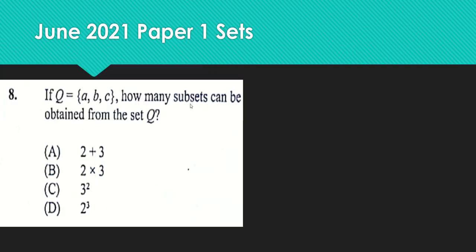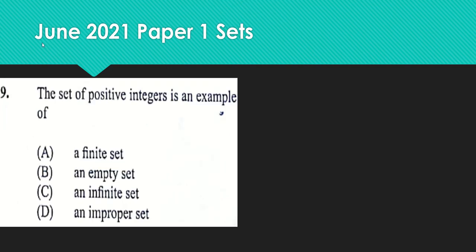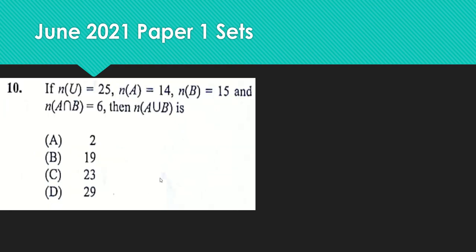If Q is {A, B, C}, then how many subsets can be obtained from Q? Please note that there's a formula for this. The formula is 2 to the power of the number of elements. The number of elements in the set is 3, so it would be 2 to the power of 3, which is D. Okay, number 9. The set of positive integers is an example of an infinite set. Why infinite? Because we cannot count the number of elements that are positive integers.